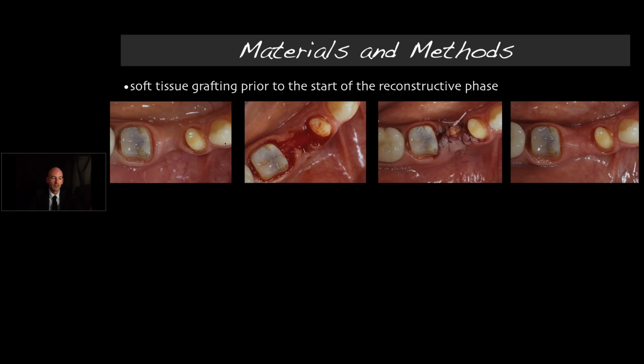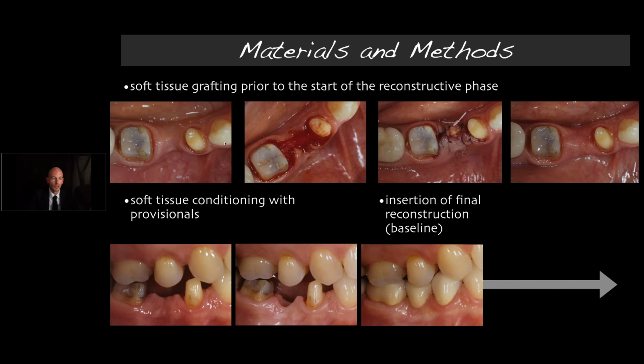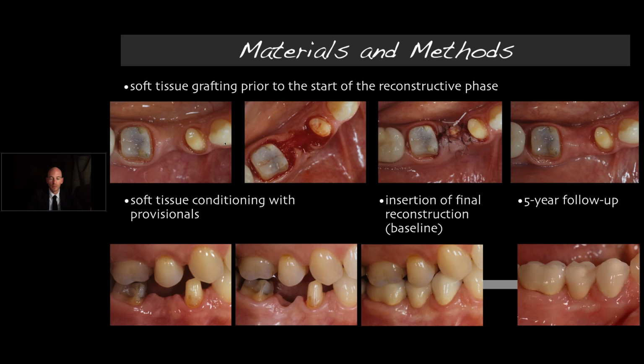You can see 2 abutment teeth that were prepared to receive a fixed dental prosthesis. And we were augmenting the pontic sites. You can see on the right-hand side, that's the pontic site after grafting, after a certain healing time. After further follow-up, we would do some soft tissue conditioning using provisional reconstructions, and then we would finally insert our final reconstruction. And this time point was considered as baseline. And then we have a 5-year follow-up. So all the patients were recalled 5 years later, and then we can measure the volume changes between baseline and the 5-year follow-up.